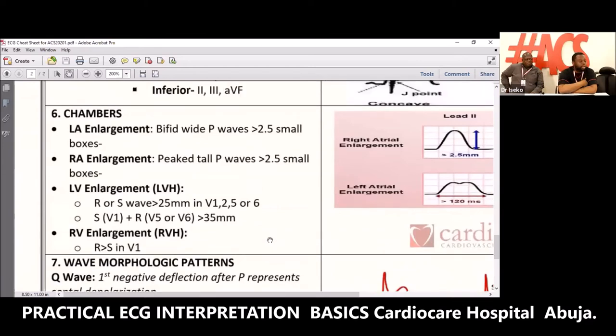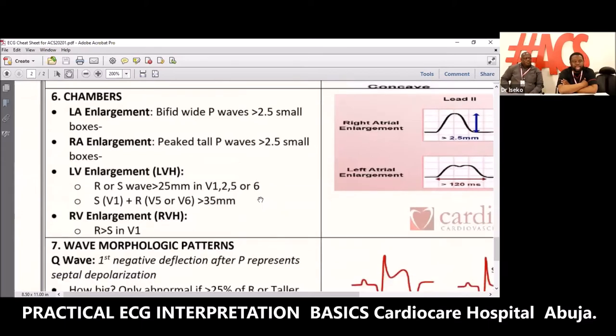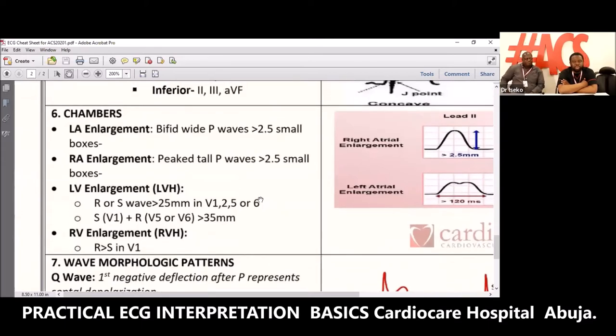So the main thing I'll just jump at and say, if your P wave is bigger than 2.5 small boxes, we will say it's enlarged. And if it's taller, we will say the right atrium is enlarged. So if it is wide, left atrium is enlarged. If it is tall, right atrium is enlarged. If it is wider than half a big box, left atrium. If it is taller than half a big box, right atrium.